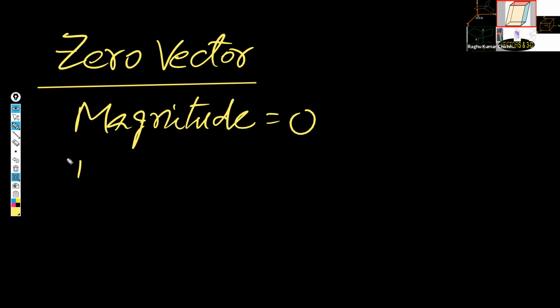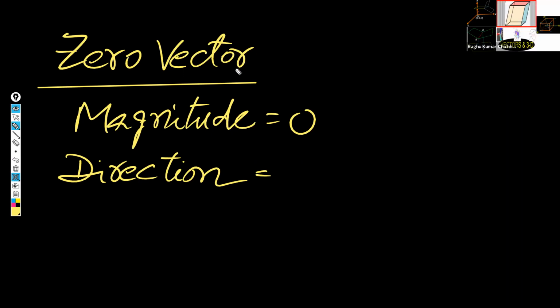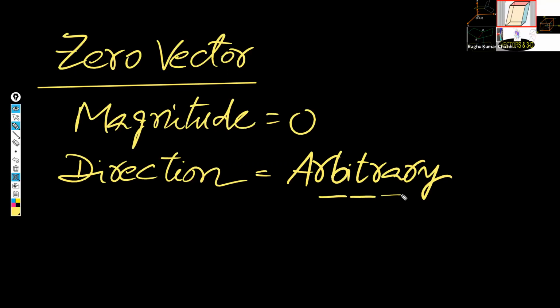And any one of you, please, do you tell me in what direction zero vector moves? Because it is a vector, it must have a direction. Do you tell me if the magnitude is zero, then what should be its direction? Its direction, sir, is arbitrary. Its direction is arbitrary, means it moves in whatever the direction you want. There is no fixed direction of zero vector.